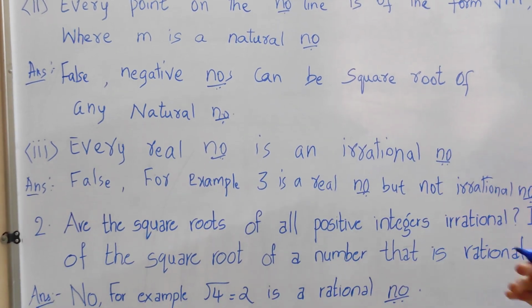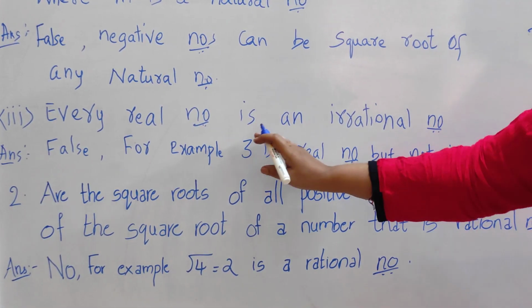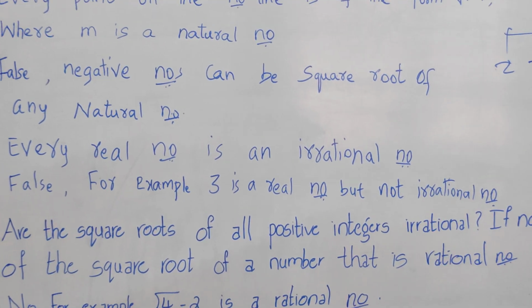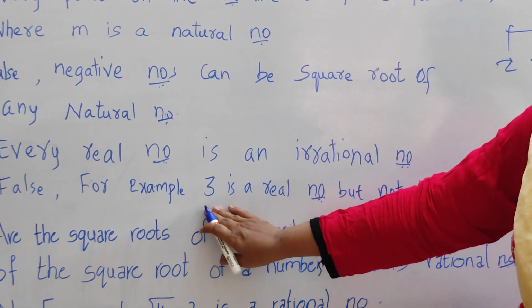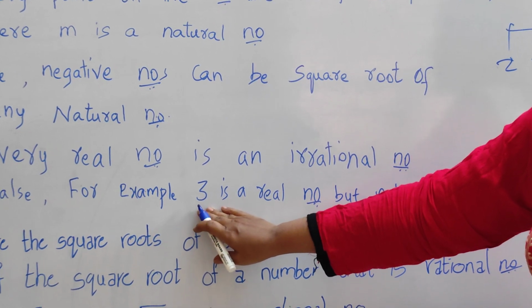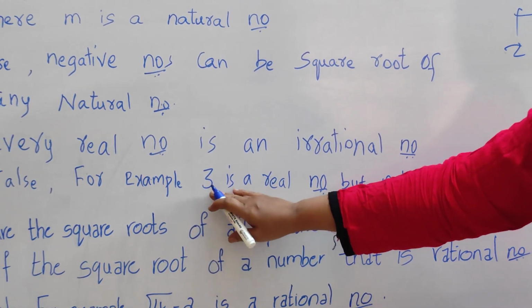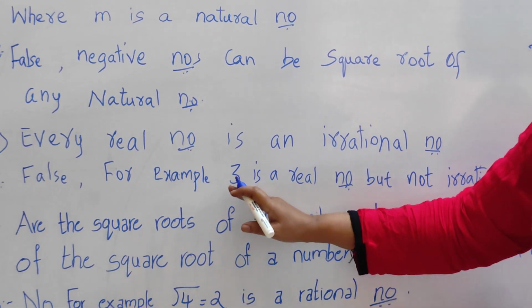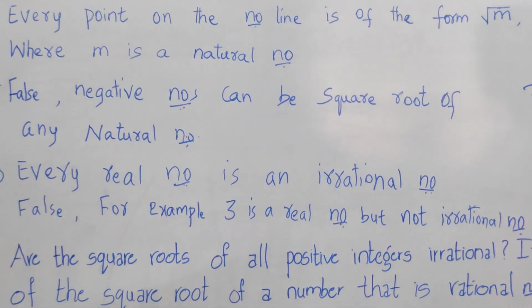And then come to the next question. Every real number is an irrational number. This is also false, children. Say for example, 3 is a real number. But can we say it is an irrational number? No, it is not an irrational number, because it can be written in 3 by 1 form. Okay, I hope all the 3 questions are clear for you.